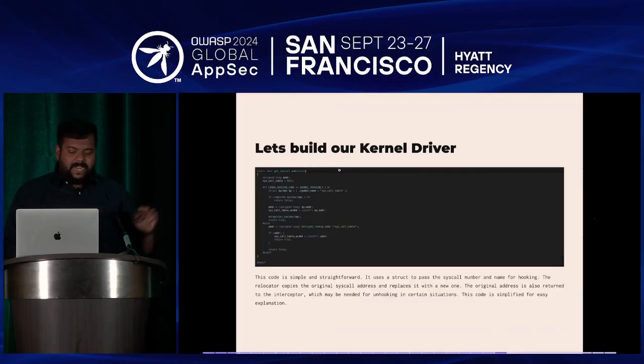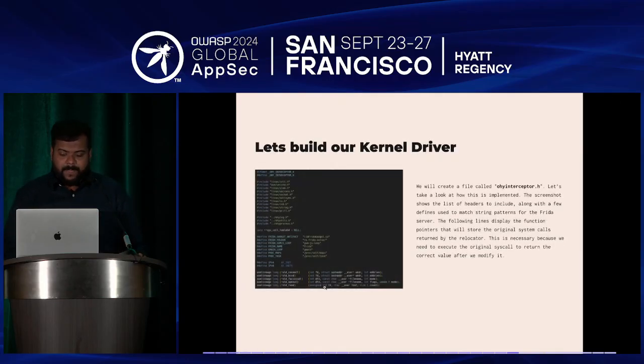Don't worry, this code is available on GitHub as well. This code is very simple and straightforward. It uses a struct to pass the syscall, which I showed you in the previous slide. Pass the syscall number and name for hooking. The relocator copies the original syscall address and replaces it with a new one where we have written our own implementation of the syscall. The original address is also returned at the end, which you may need if you want to change something and then hand it off back to the original syscall. So that's how you can use this part of the code for your strategy, right?